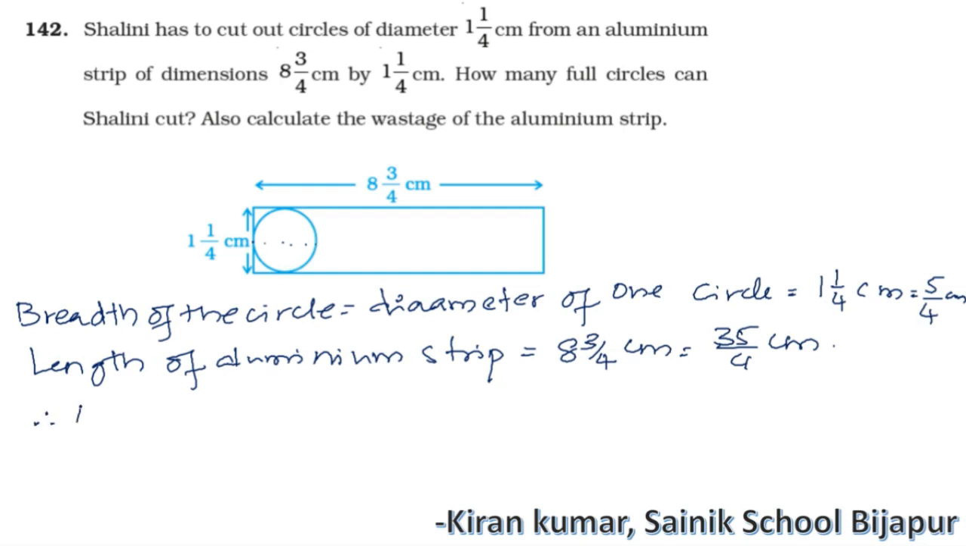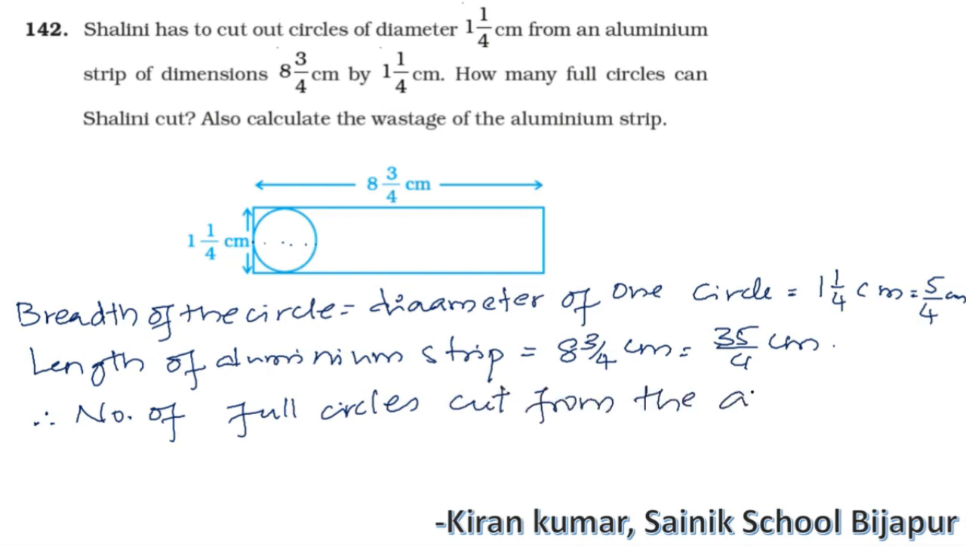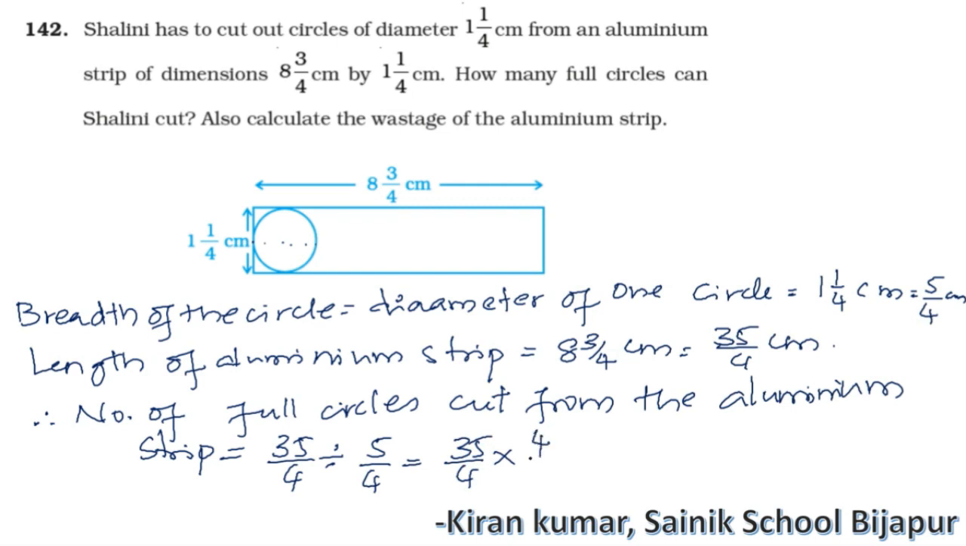Therefore, we can find out the number of full circles cut from the aluminium strip will be equal to 35 by 4 divided by 5 by 4. This is same as 35 by 4 multiplied to 4 by 5. 4 gets cancelled, 5 7 times 35, so 7 number of circles can be made.